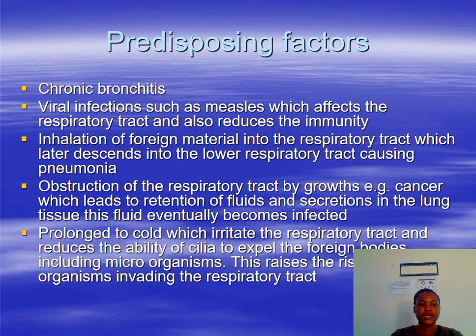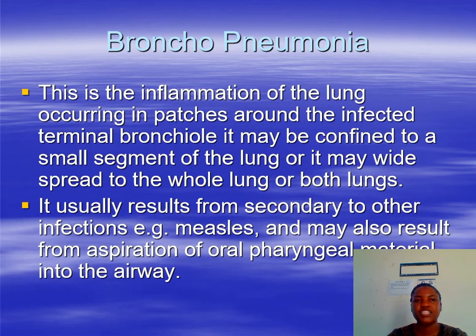So when you look at the pathophysiology of bronchopneumonia, first we need to understand what this bronchopneumonia is. So bronchopneumonia basically is the inflammation of the lung occurring in patches around the affected terminal bronchioles.